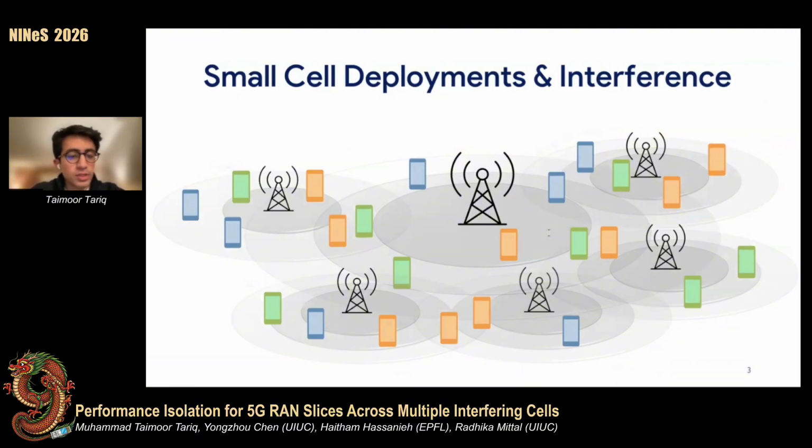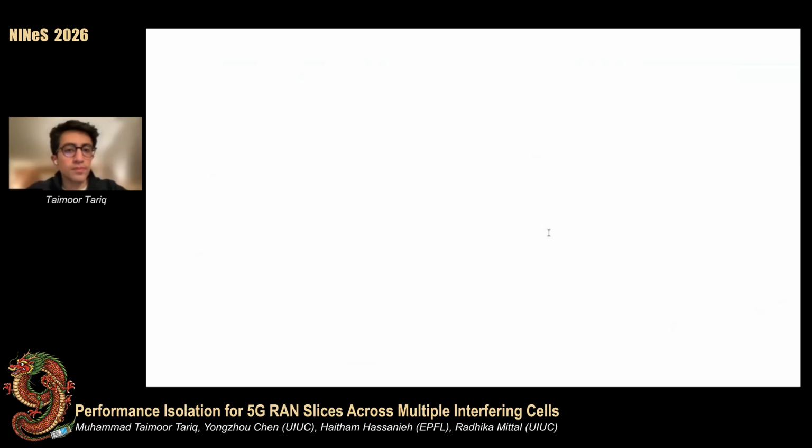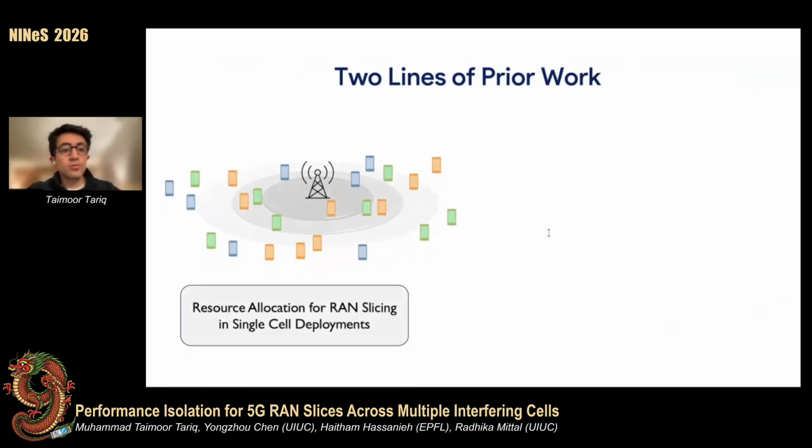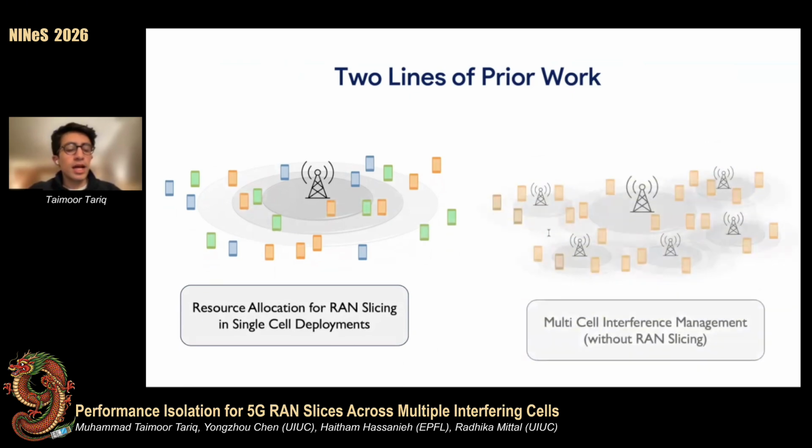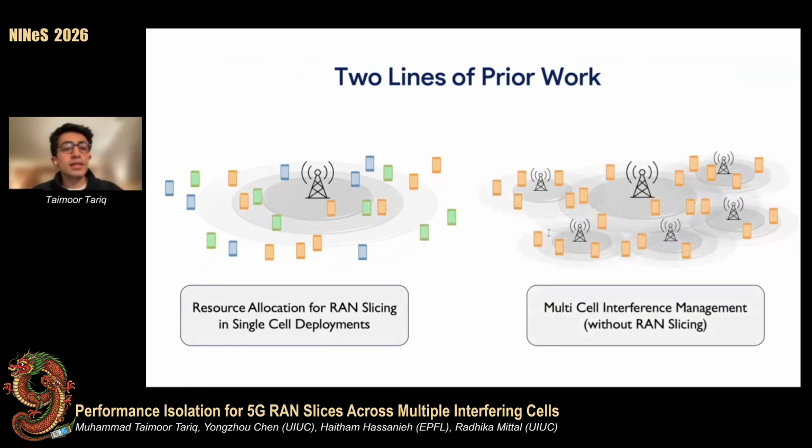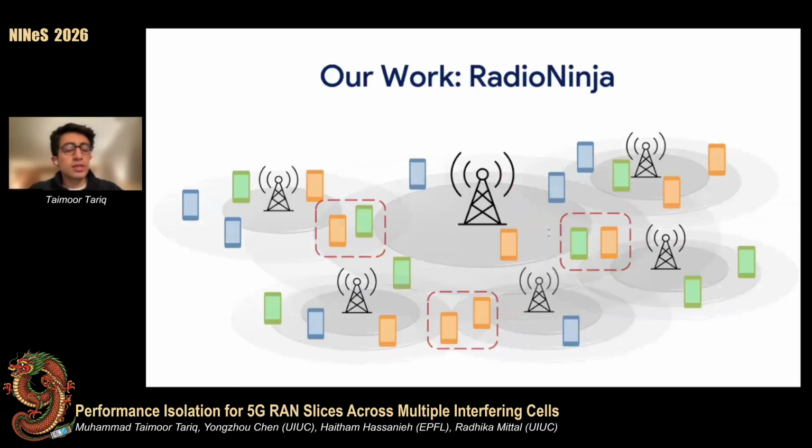A consequence of this frequency reuse is that users who are in the overlapping regions between these cells tend to face interference and hence see deteriorated channel quality. In the past, people have looked at both of these problems in isolation. People have looked at the problem of resource allocation for RAN slicing in single-cell deployments, and people have also looked at the problem of multi-cell interference management without RAN slicing. The core thesis of our work is to be able to do both of these in conjunction. So essentially, how do we enable multi-objective RAN slicing? This is what our work, Radio Ninja, aims to do.